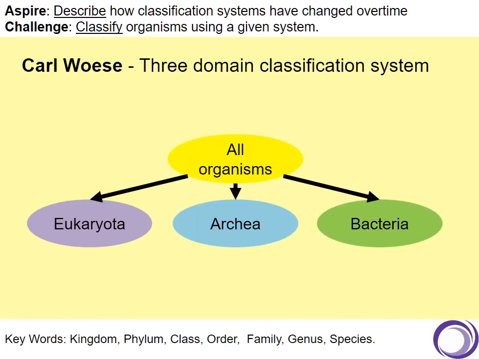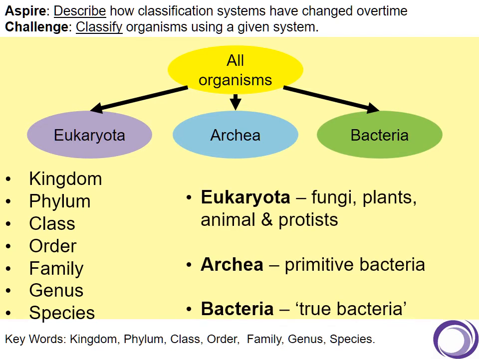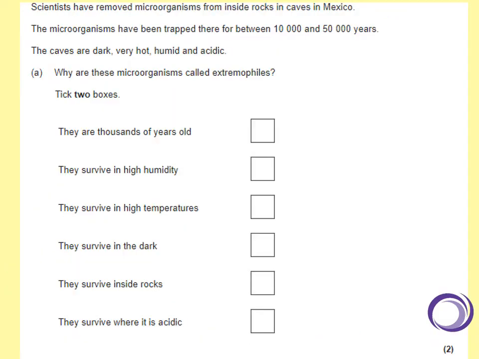Now Carl Woese decided that all organisms fitted into three domains: eukaryota, archaea and bacteria. And within these different groups, he again agreed with the original model of having the seven groups on the left-hand side, starting with kingdom, going down to species. And he agreed that there were further groups within the two groups on the right. So eukaryota: fungi, plants, animals, protists; archaea: primitive bacteria; and then this idea of true bacteria. So it was a different idea, a new idea.